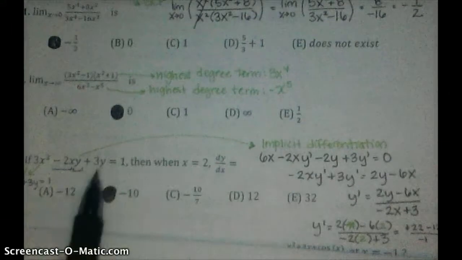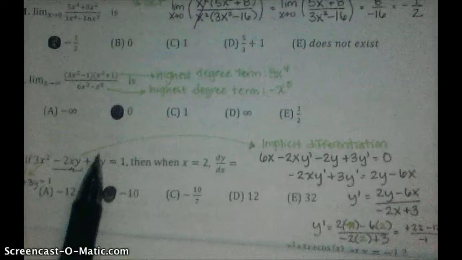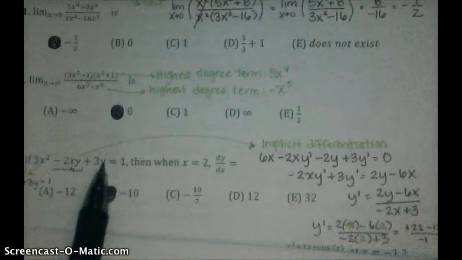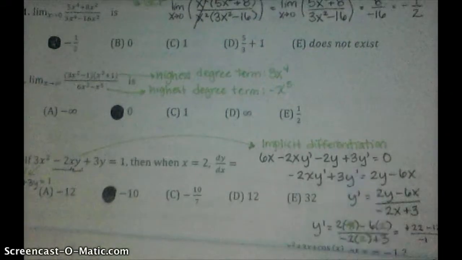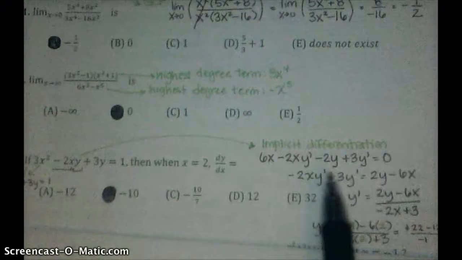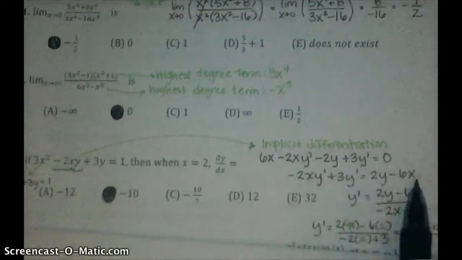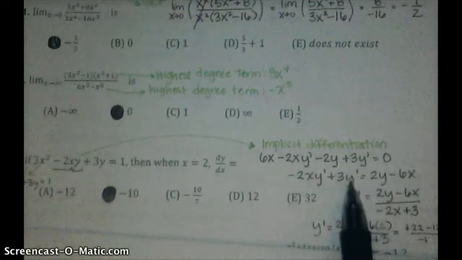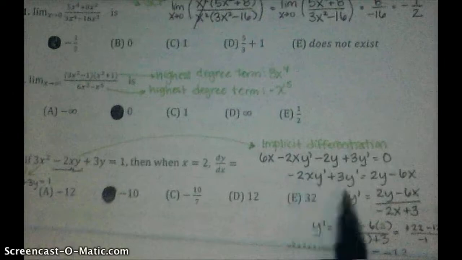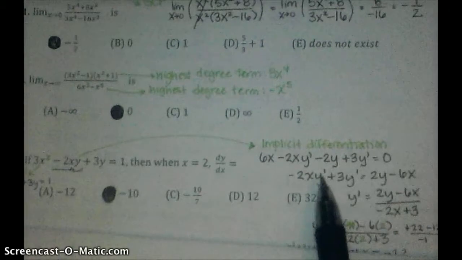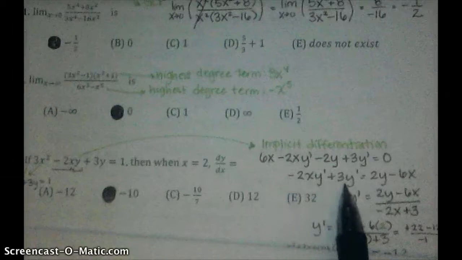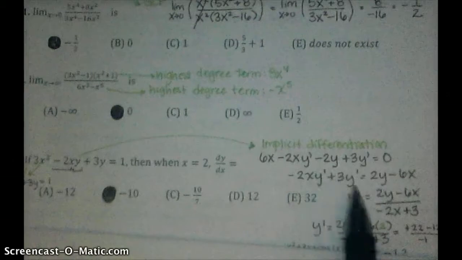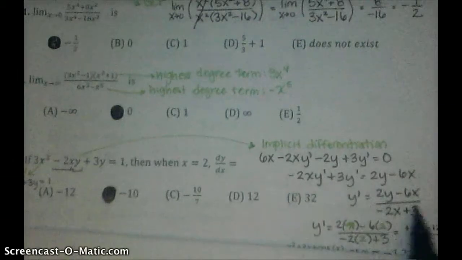Finally, the derivative of 3 times y. The constant multiple rule says just keep the 3 the same and take the derivative of y, which is y prime. Next step, we gather all the y prime terms on one side of the equation, subtract or add the others over. We take out a y prime, and there's maybe a step missing here where I took out the GCF, and inside parentheses I had negative 2x plus 3.